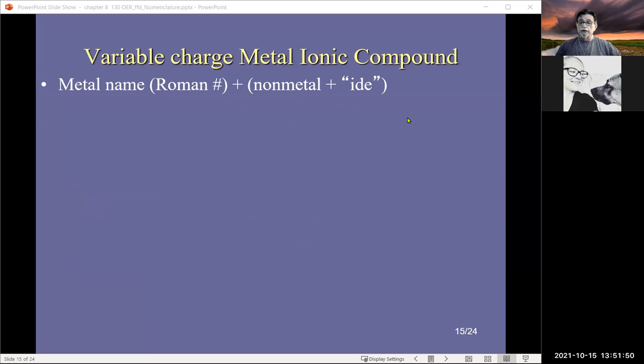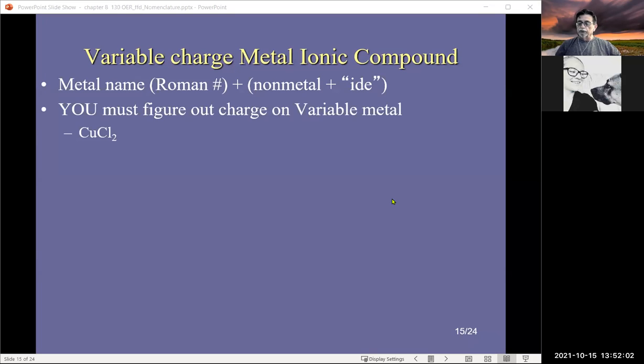And then sulfite. Variable charge metal ionic compounds. We talked about this. You've got the metal name plus the Roman numeral, then, of course, the non-metal part with the -ide. And so here the question is, well, how can I figure it out? Well, you've got to remember the total cations plus the total anions equals 0.